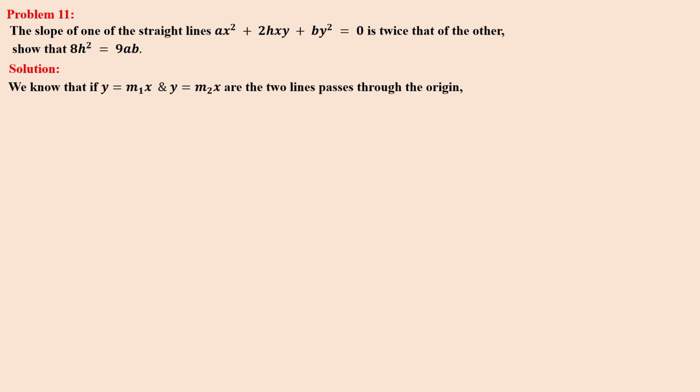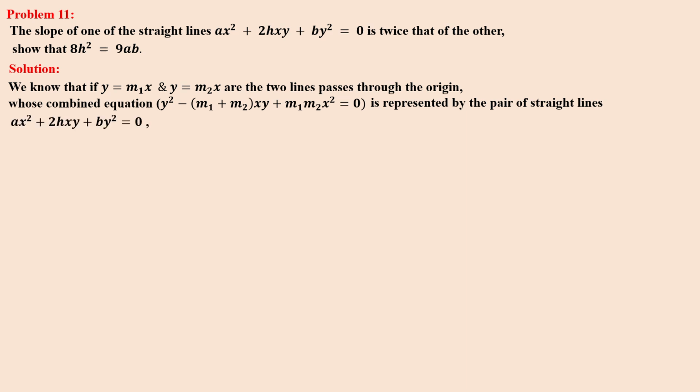We know that if y = m1x and y = m2x are the two lines passing through the origin, whose combined equation is obtained by multiplying (y - m1x)(y - m2x) = 0. Since y - m1x = 0 and y - m2x = 0, just do the multiplication. Grouping that, you will get the equation y² - (m1 + m2)xy + m1m2x² = 0, which is represented by the pair of straight lines ax² + 2hxy + by² = 0.